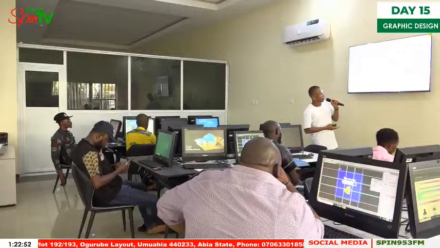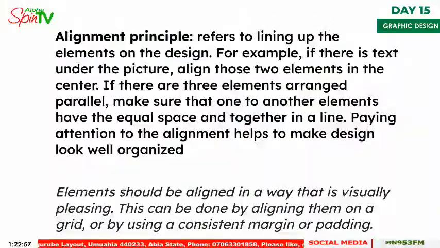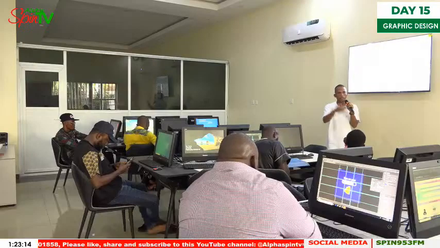Now, elements should be aligned in a way that is visually pleasing. This can be done by aligning them on a grid or by using a consistent margin or padding. Remember, the margin is the demarcation between this column and the other column that we did on the canvas. Remember, when we were doing that, I said you put your margin 40, 40, 40.